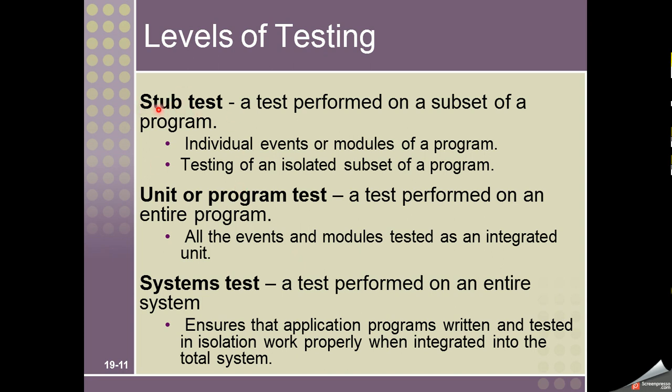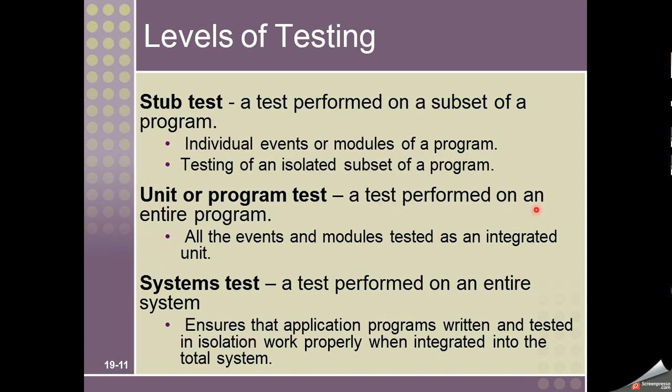The first test is a stub test. It is a test performed on a subset of a program in which individual events or modules of a program are tested. It is testing of an isolated subset of a program. This is the lowest level of testing, in which individual functional requirements or individual events in a module are tested, right? We'll see an example in the next slide and it will become more clear.